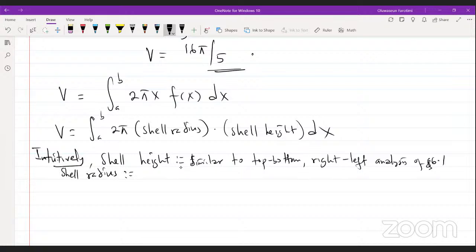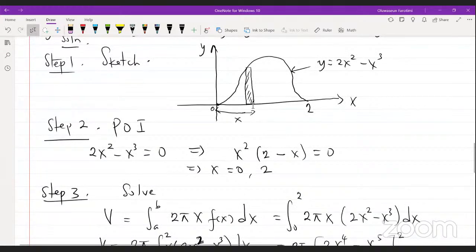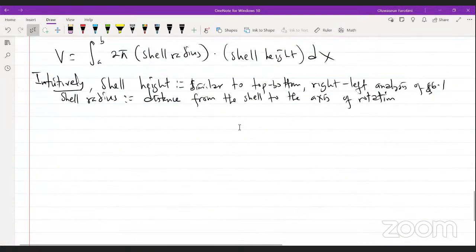So the shell radius is actually the distance from the shell to the axis of rotation. In the previous example, the axis of rotation was the y-axis, and we had the shell over here. So this is the shell radius, from 0 to x. Now let's look at another example.